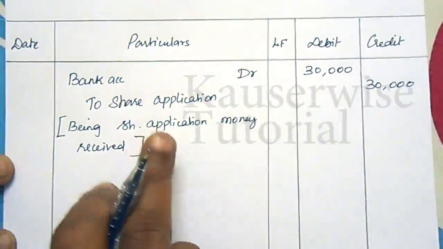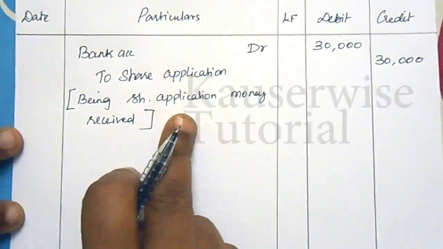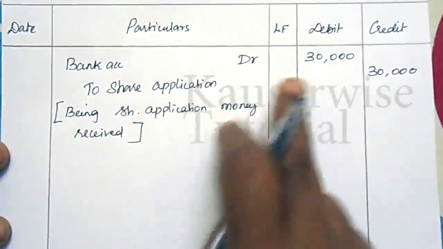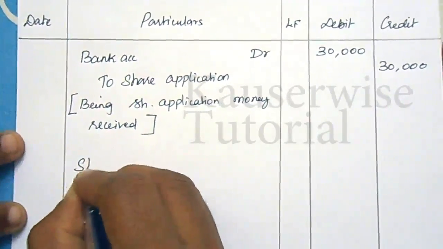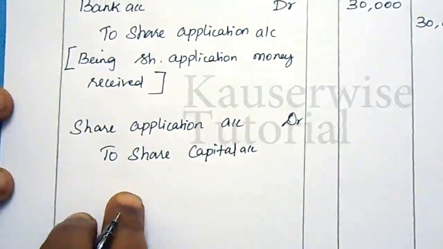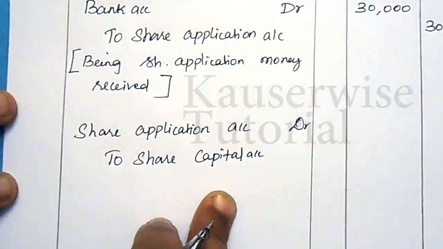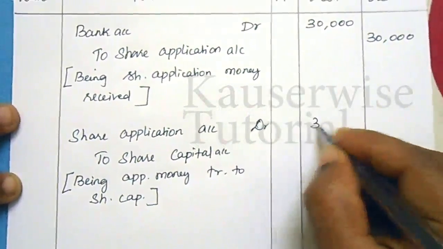Okay, so after receiving the application money from the public, what is the next entry? Transfer entry. So you have to transfer the entire amount to share capital. Entry for the transaction is share application account debit to share capital. Write the narration. Being application money transferred to share capital. 30,000.